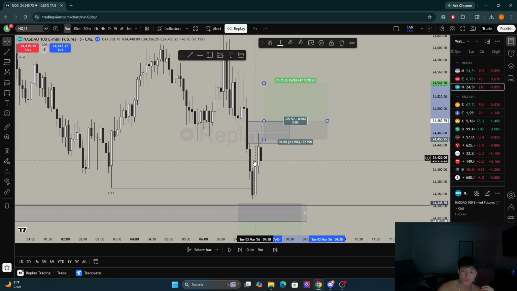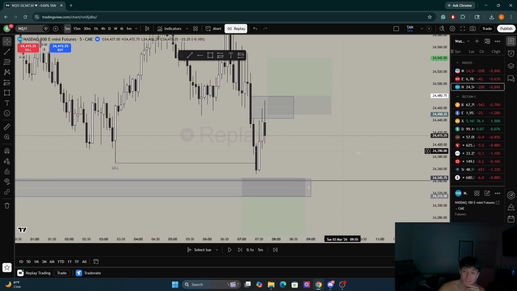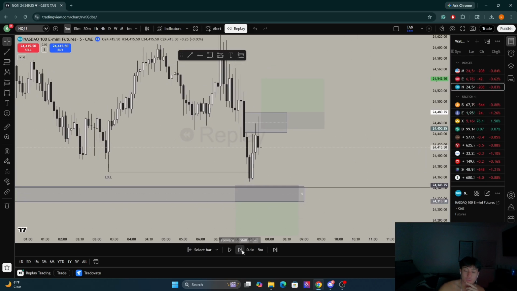I cannot look for shorts anywhere in this leg until we hold below this most recent sweep. So it has to be longs, and these are the two setups I would have right now. I just wait for price. Let price do its thing. Okay, price is coming back up.